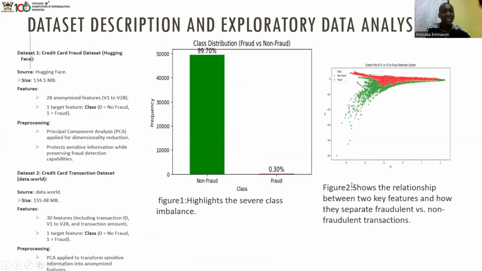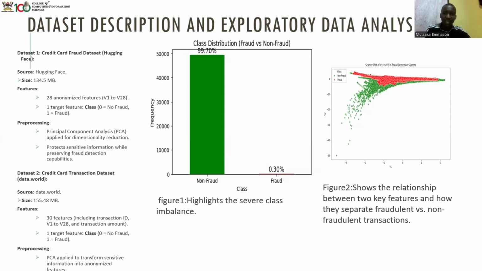So we went to the dataset descriptions. The first dataset was got from Hugging Face, and it has 28 anonymized features, where zero indicates non-fraud and one indicates fraud. We used PCA to reduce the dimensionality of this data because it was so large. The second dataset was got from Data World, and it had 30 features, including the ID, and then the 28.